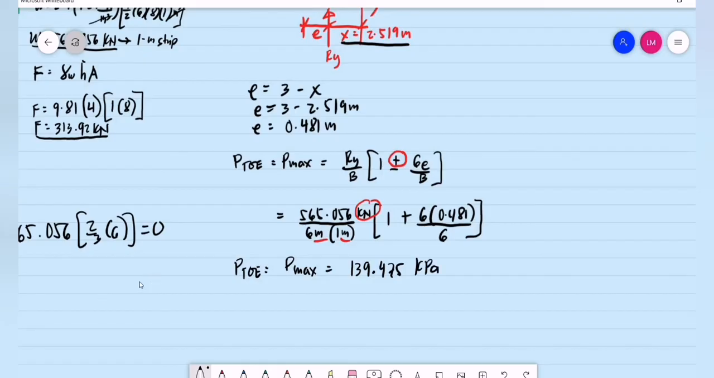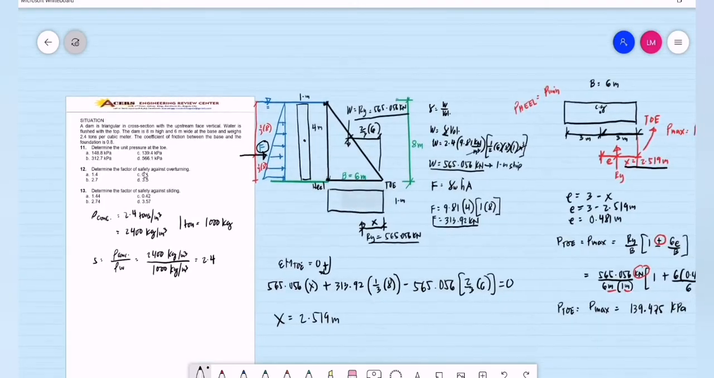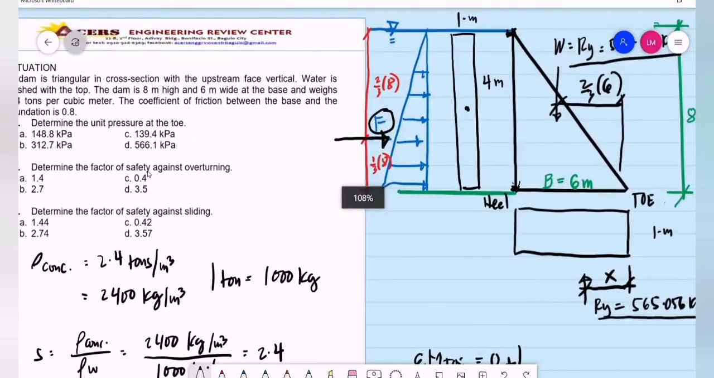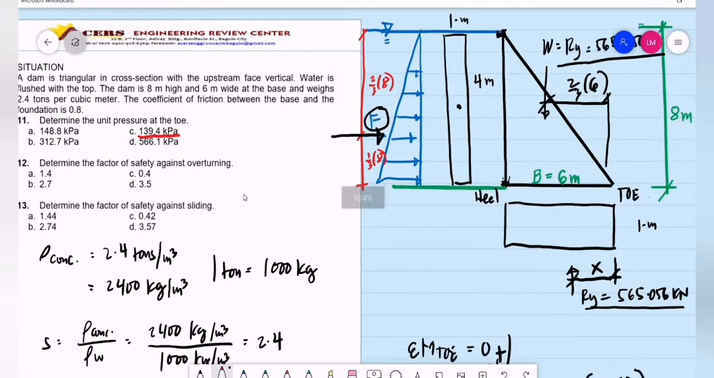Now, our choices. On the choices we have, the closest value is 139.4 kilopascals.